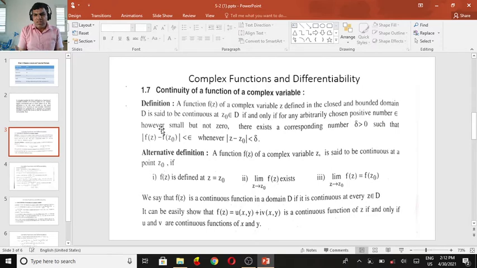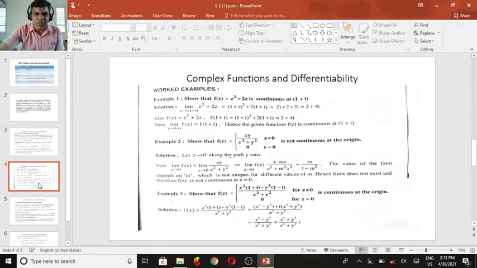We express u and v in terms of x and y. So u and v are functions of x and y. Define that u is a real part and v is an imaginary part, where u contains x and y, and v also contains x and y. We can define this way. Now let me give some problems, particularly examples.